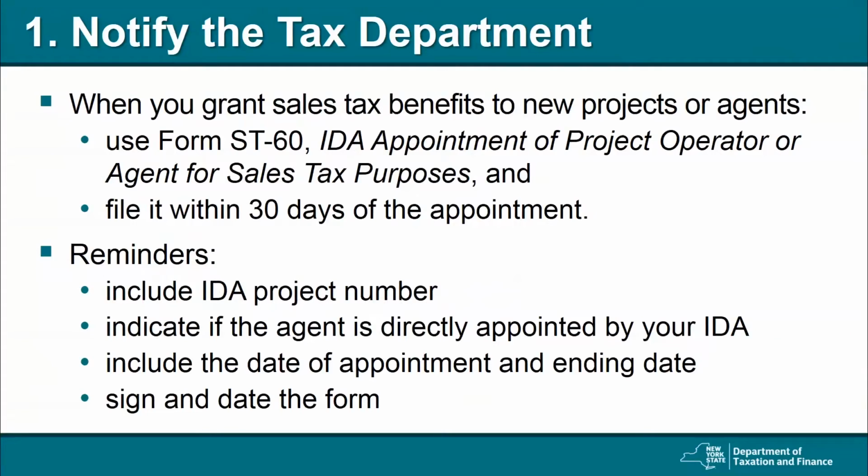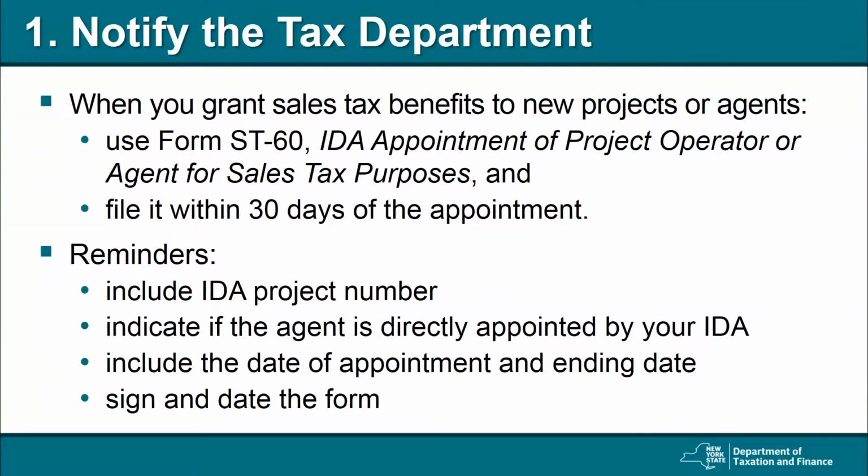The ST60 form is due here to us within 30 days of the appointment. It's sent to the address for our IDA unit in our processing division at the address in the instructions. A couple reminders on this form. The IDA project number is something we need, and be sure that's on the form in the top right-hand corner. You'll see the box.